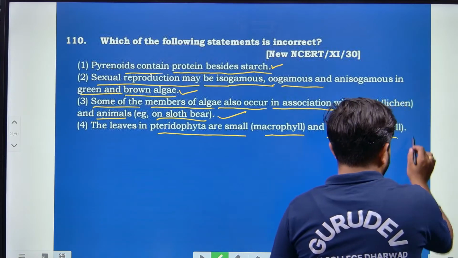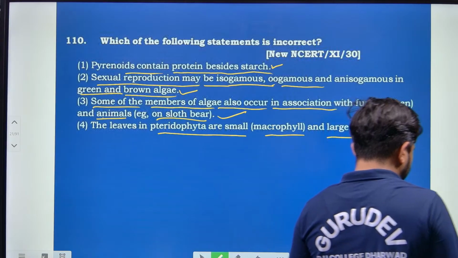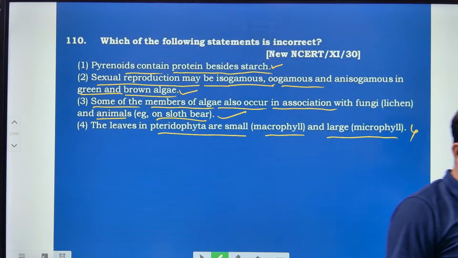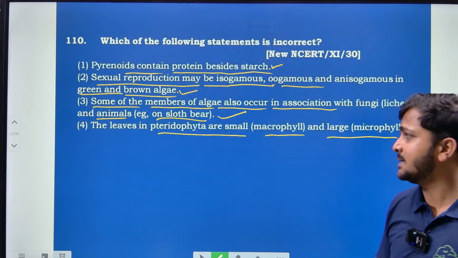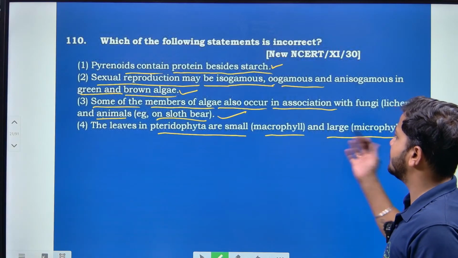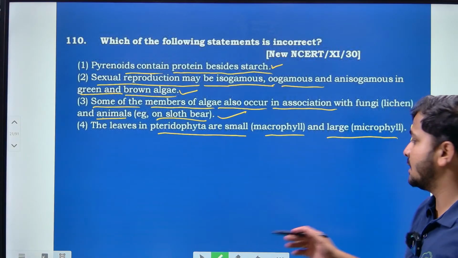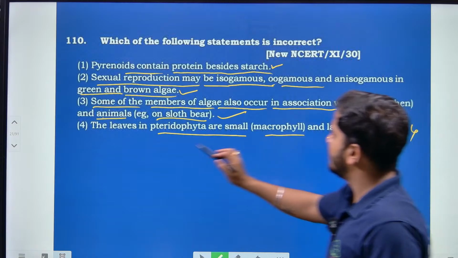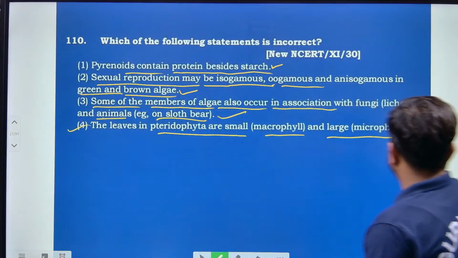Because with respect to leaves in pteridophytes, they are small microphylls as in Selaginella, or large macrophylls, particularly in ferns. It is not related to only one, right? It is related to the ferns you consider and Selaginella, which we are going to see. So this statement is incorrect here, right? So option 4 is correct according to this.